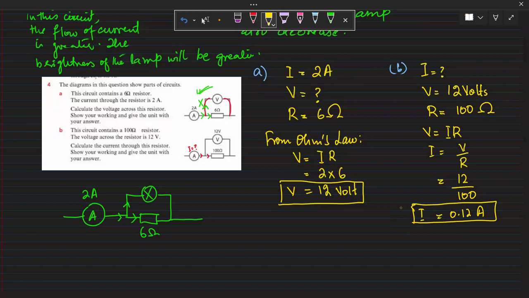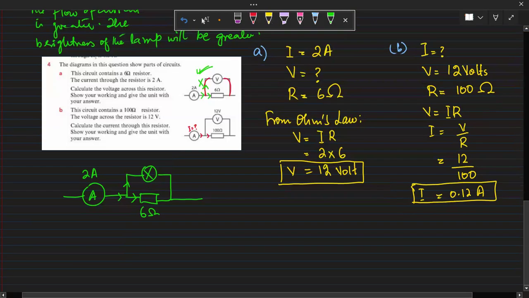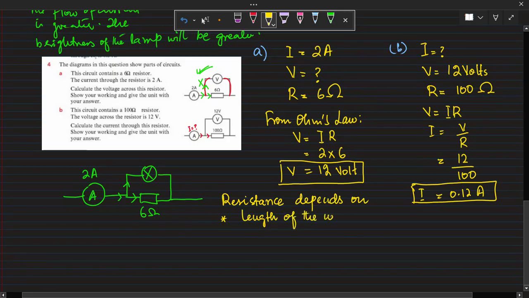Now, if I ask you to find out the power, in the next class I'll take up the explanation of power. But right now, you just need to keep this concept in your mind: the value of resistance depends on a few factors. It depends on the length of the wire. Okay, greater the length, greater the resistance would be. So resistance is directly proportional to the length of wire.